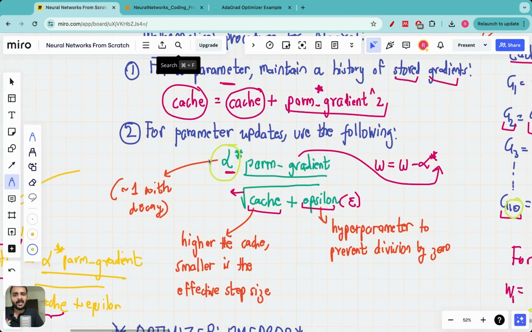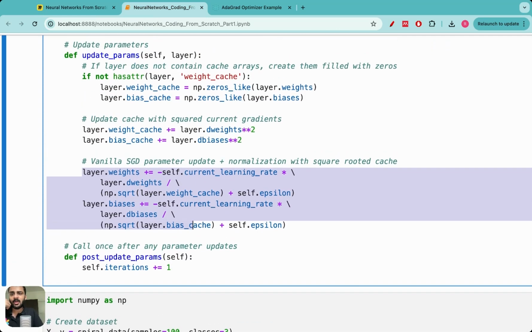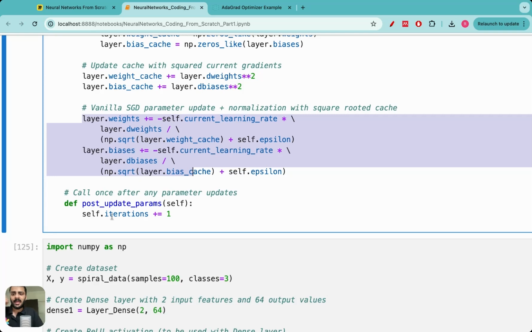Note that in the whiteboard, I always mentioned about weights, but the same logic and the same discussion holds equally well for the biases as well. So this is how we'll be updating the weights and the bias in the method called update params. And then the final method here is the post update params.